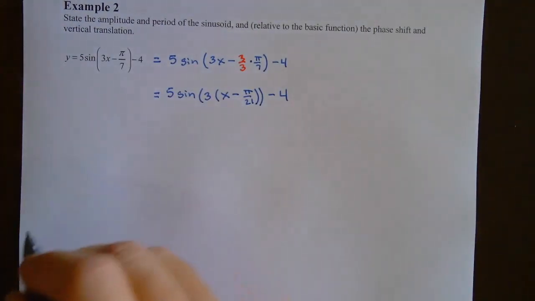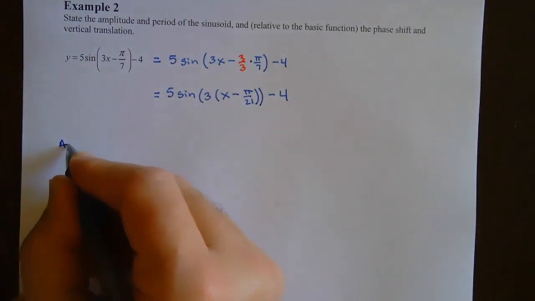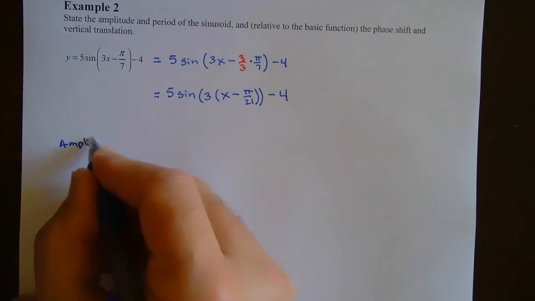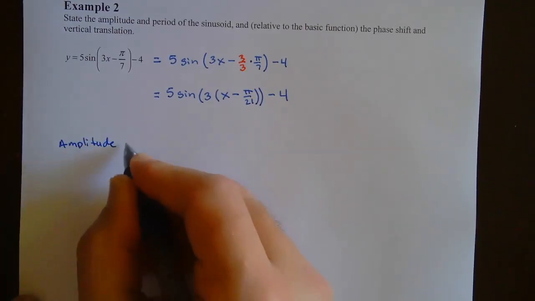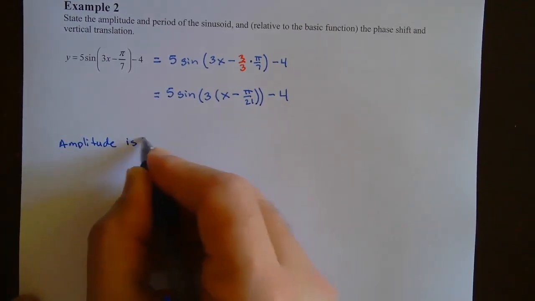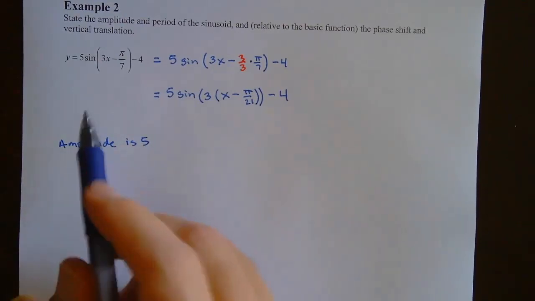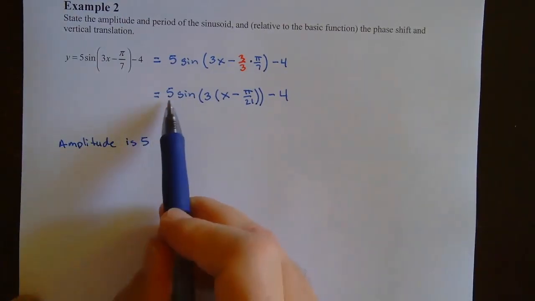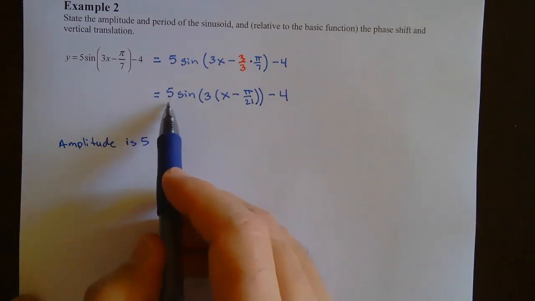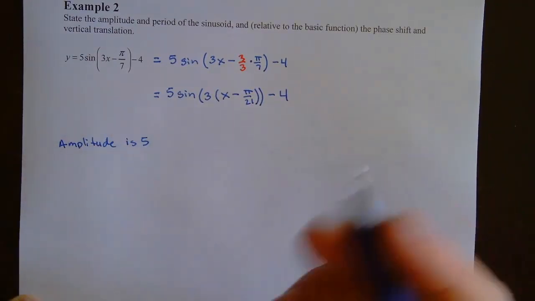So for the amplitude, it is 5. That's the first question. What's the amplitude? Amplitude is 5. That's that number right there. It's actually the absolute value of it, but since it's positive, it's just going to be 5.